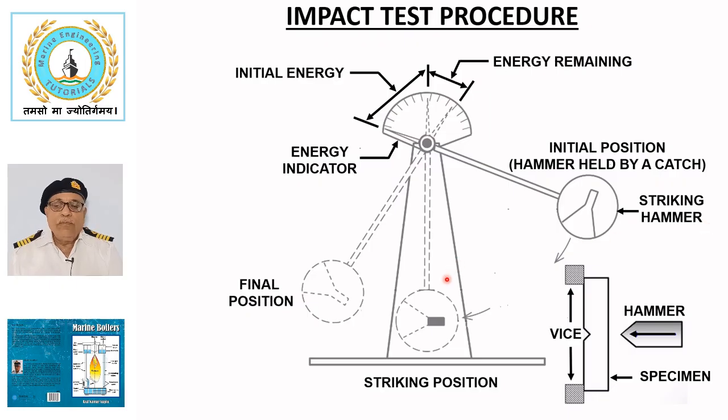After the impact, the hammer arm engages a pointer which is carried along for the remainder of the swing and indicates the remaining energy. The difference between the initial and remaining energy represents the energy absorbed in fracturing the specimen. This measurement provides an assessment of the material's notch brittleness and its ability to resist crack propagation.